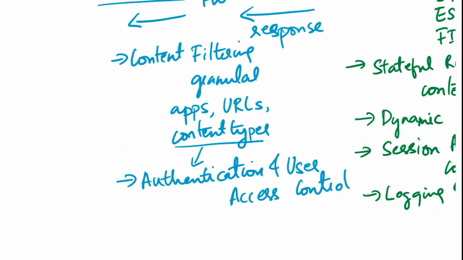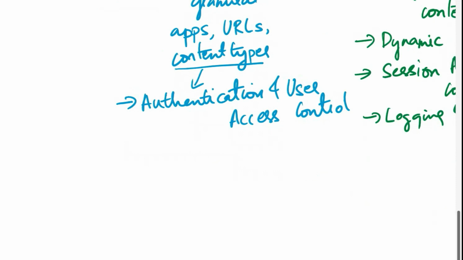Okay, the next characteristic is authentication and user access control. Many proxy firewalls support user authentication, which means users must log in before accessing the internet or specific applications. This allows organizations to enforce user specific policies and track user activity. And the next characteristic is caching. Proxy firewalls often include caching capabilities to store frequently accessed content locally. This can improve network performance by reducing the need to fetch the same content repeatedly from remote servers.